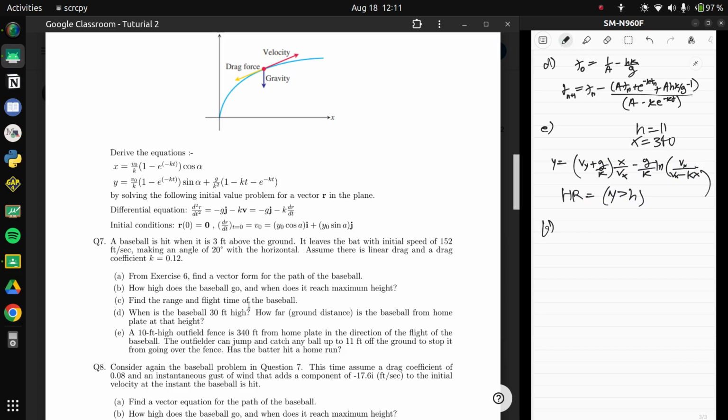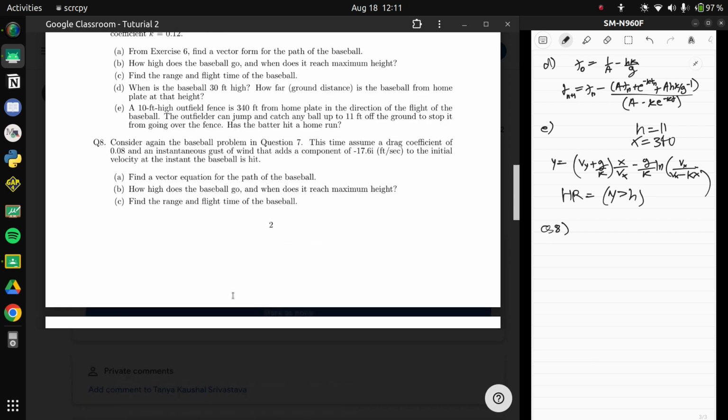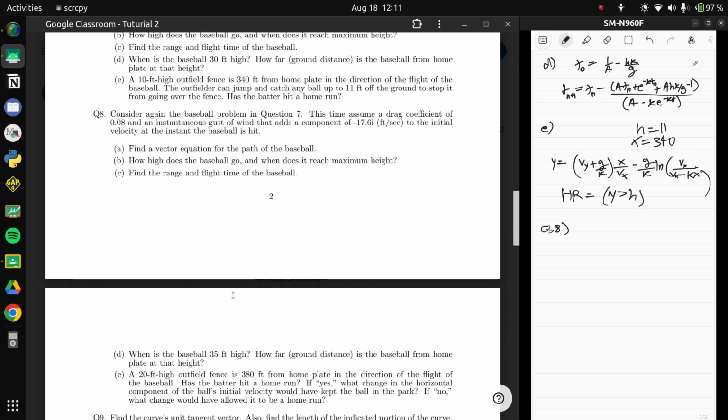So just question number 8. 8 considers again the baseball problem. This time assume that the drag coefficient is used. Once again, it doesn't matter, I've just solved it generally. Suppose a gust of wind adds a component to the initial velocity at the instant the baseball is hit. So it's basically all of the same stuff as before, right? Find the vector equation, we found that. How high does the baseball go and when does it reach the maximum height? We did that.